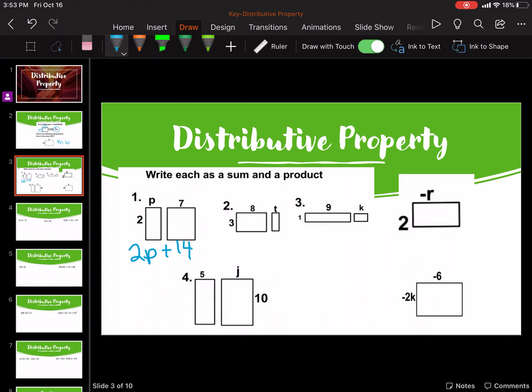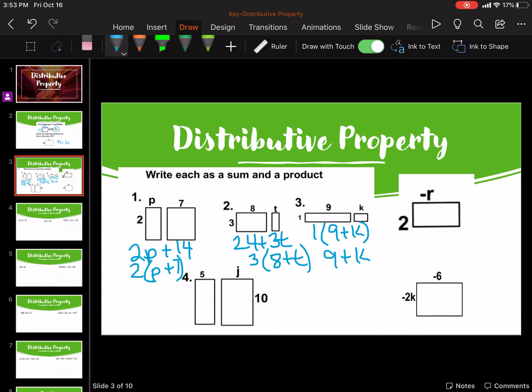That's as a sum, but as a product, we can write it as 2 parentheses p plus 7, because you're multiplying the 2 times both parts. The next one is going to be 3 times 8, which would be 24, plus 3 times t, which is just 3t. With distributive, it's going to be 3 on the outside and then 8 plus t. Same thing here, 1 on the outside and 9 plus k, because you're multiplying it.